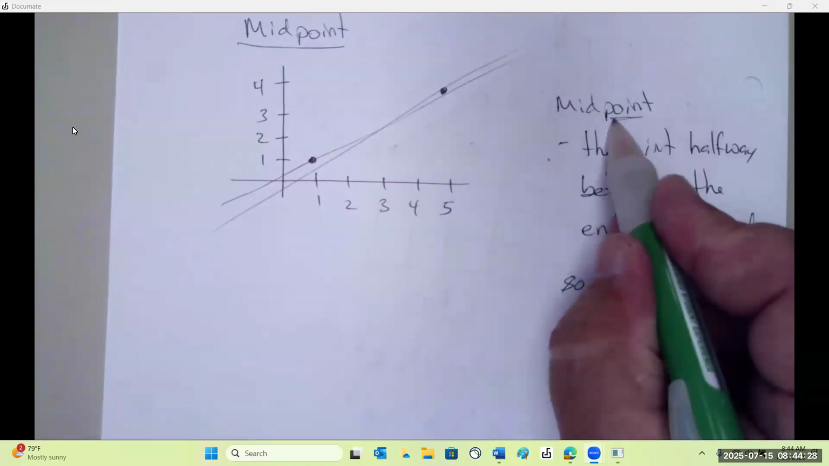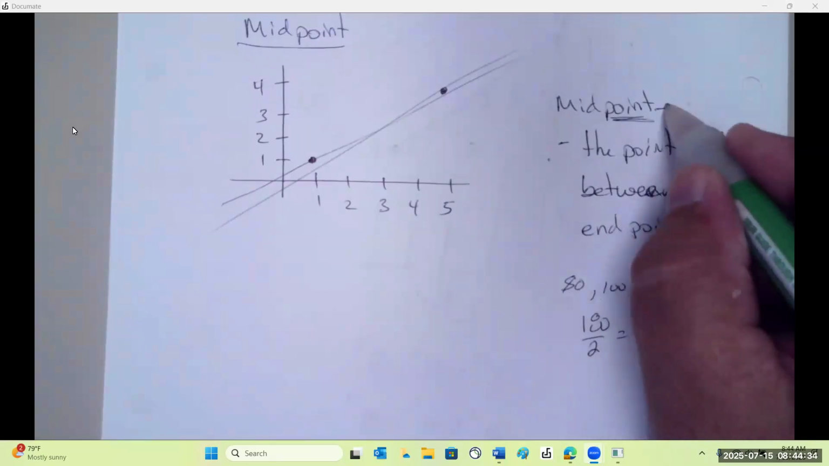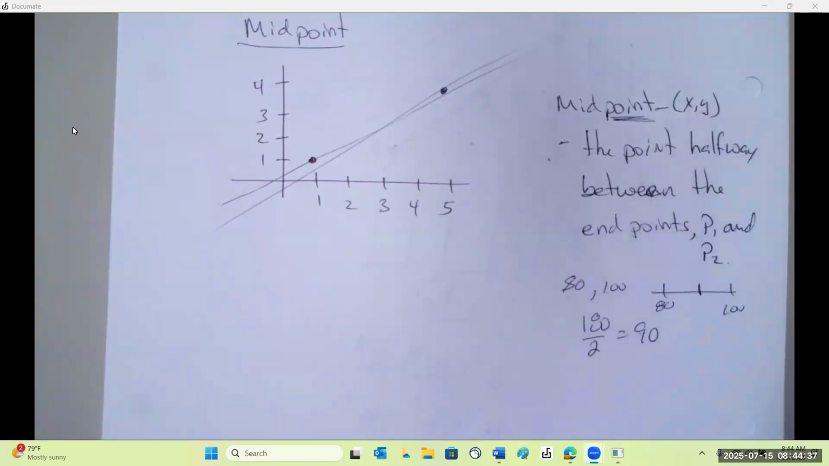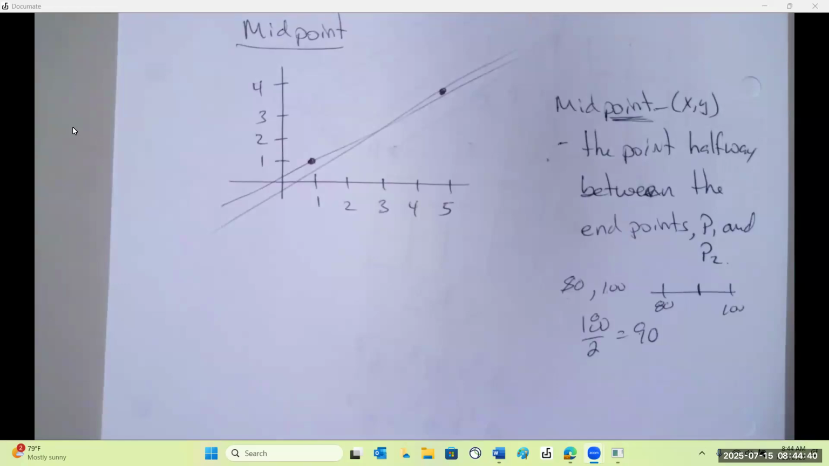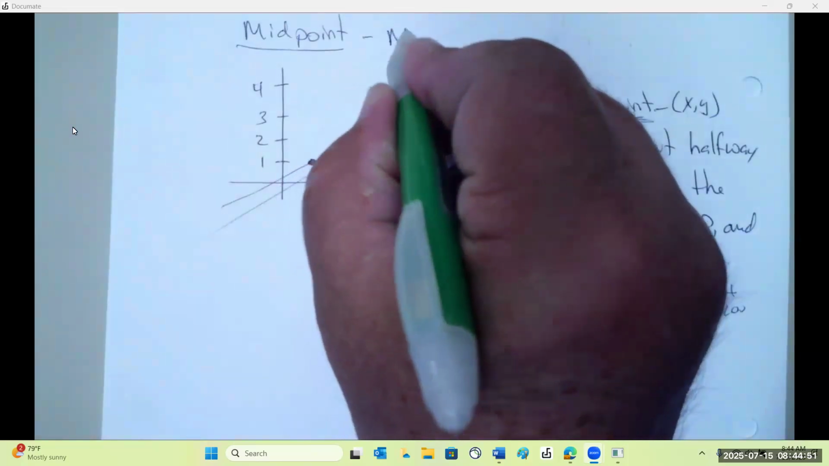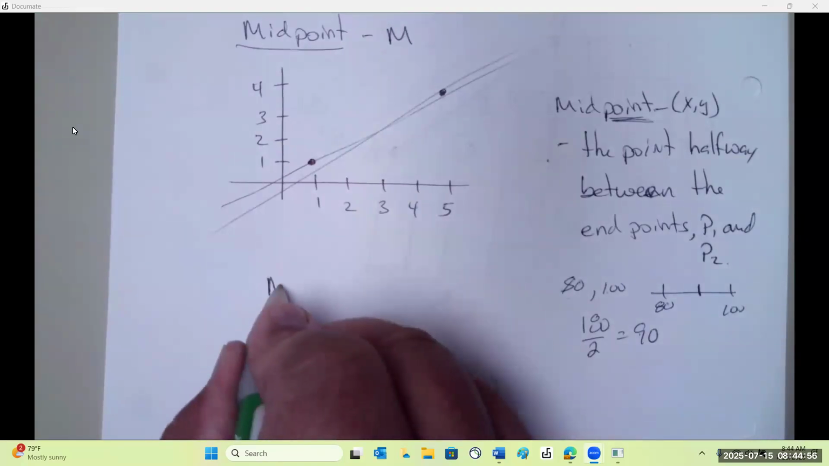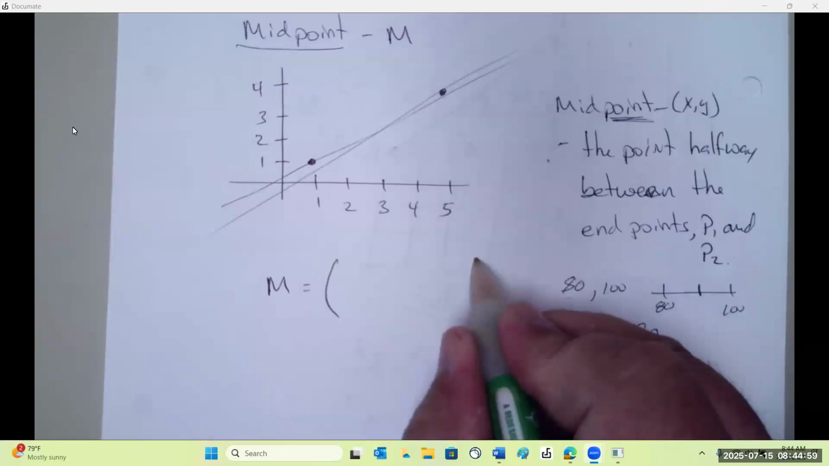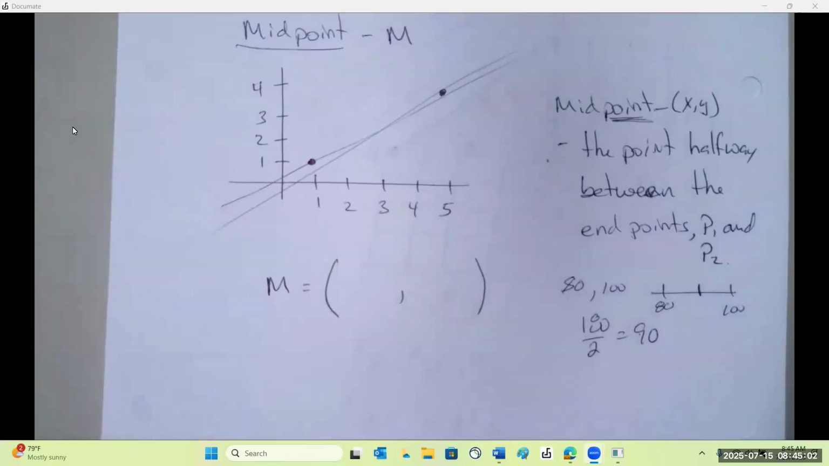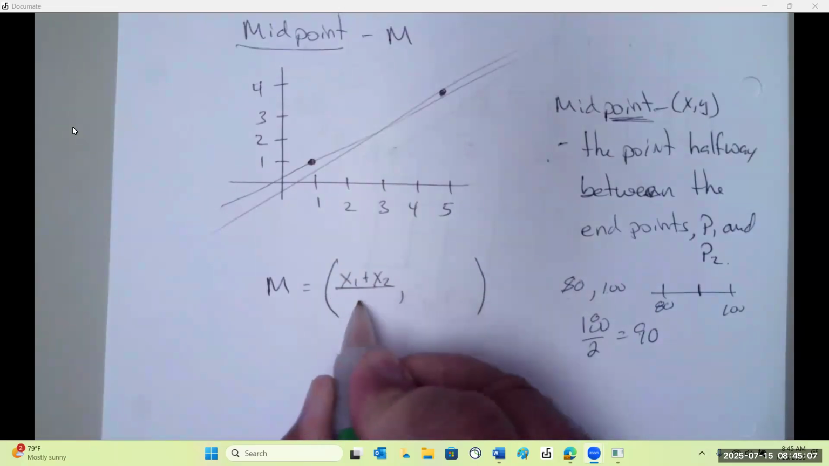So remember, it's a point. A point means it has to have an X and a Y component. It has to be an ordered pair, because it's a point. Now let's look at this. For the midpoint, we use the capital M instead of the little m. So the capital M, it's a point. So how do you find the average of two things? Add them together and divide by 2.